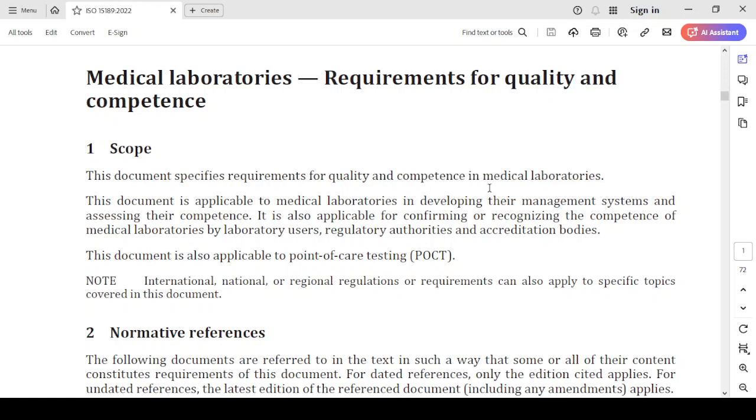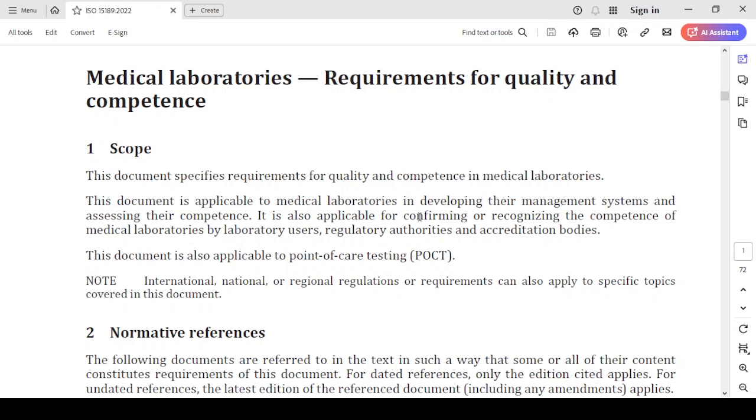And here it says it specifies quality and competence requirements. So quality, we talked about clause 8, which is management system. Competence requirements are all the other clauses before clause 8. Okay, and then it says it is applicable for medical laboratories and it can be used to confirm accreditation. Okay, this standard is an accreditation standard, but it can also be used for certification.